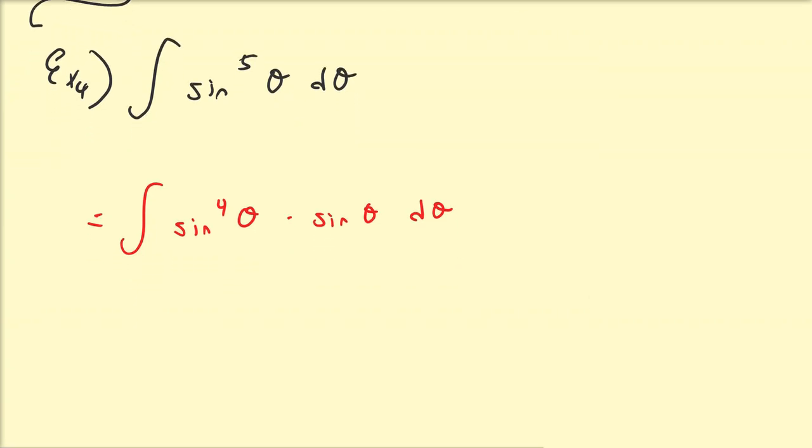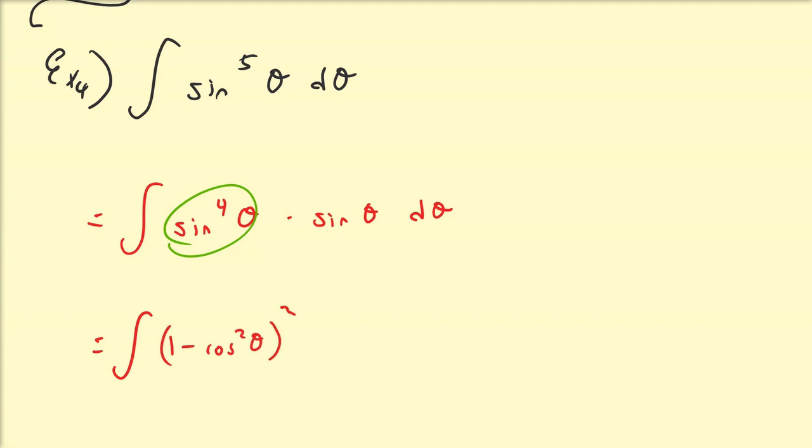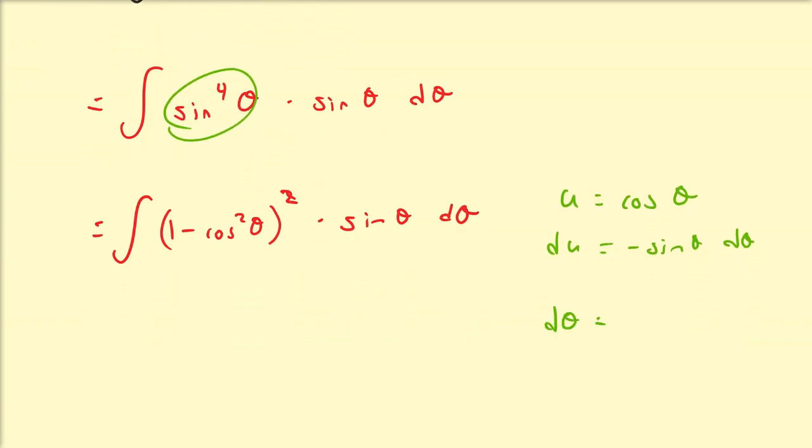And what we can do is rewrite sine 4 theta as 1 minus sine squared theta, quantity squared, which is 1 minus cosine squared theta, the quantity squared, times sine of theta d theta. And then we can let u be equal to cosine of theta. So du is minus sine of theta d theta. So d theta is du over minus sine.